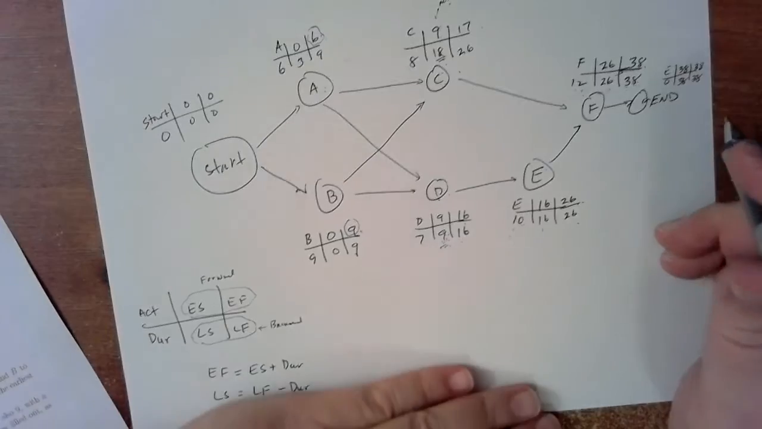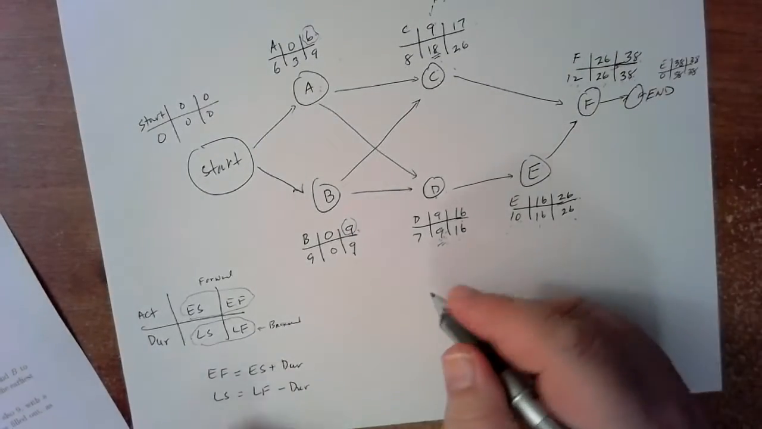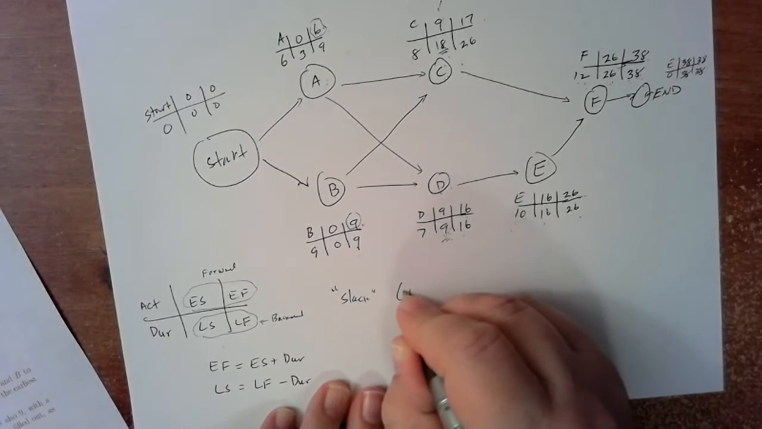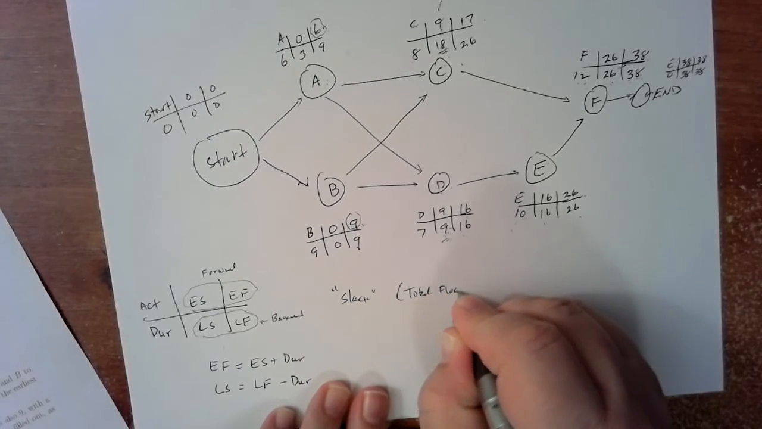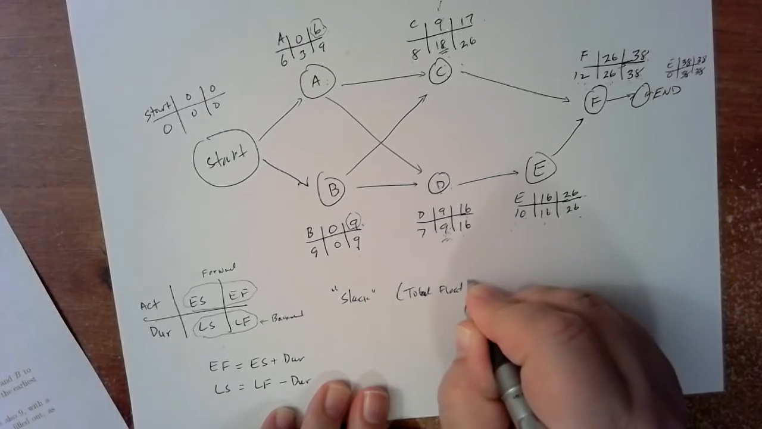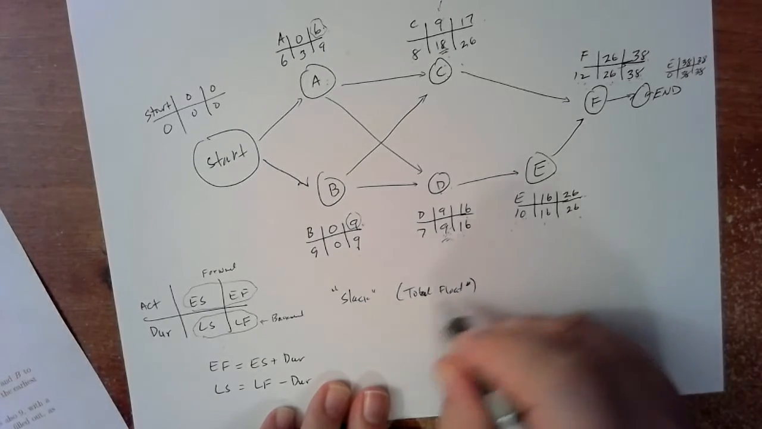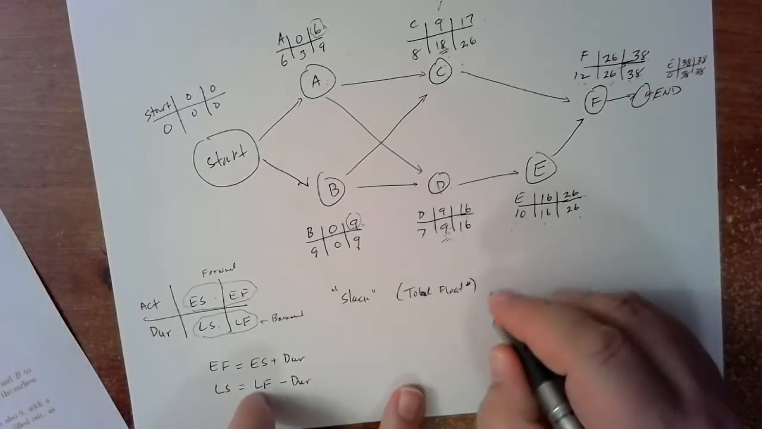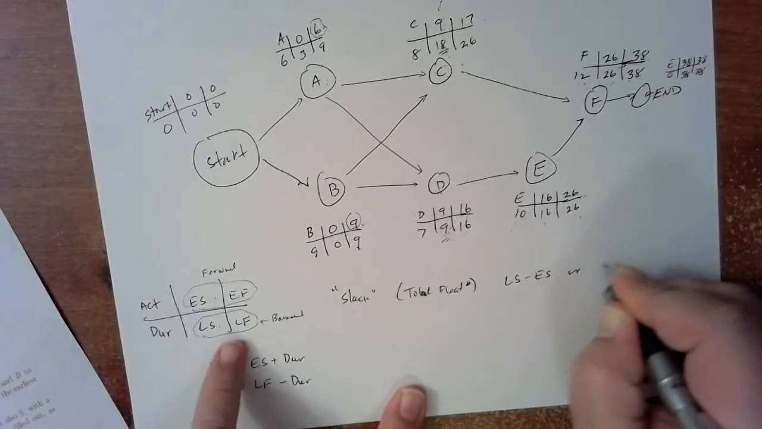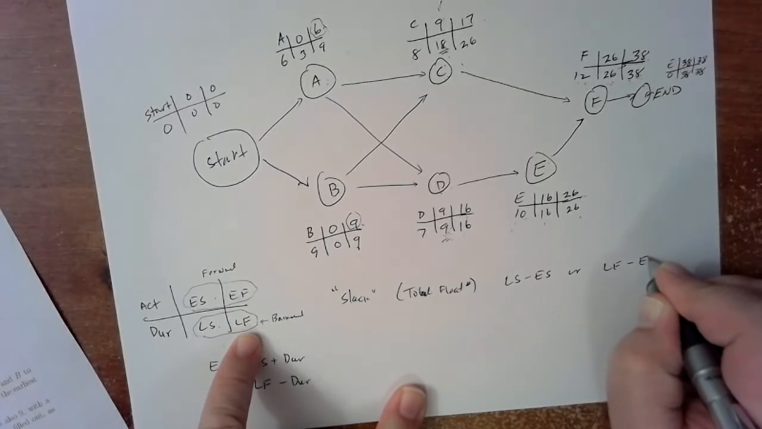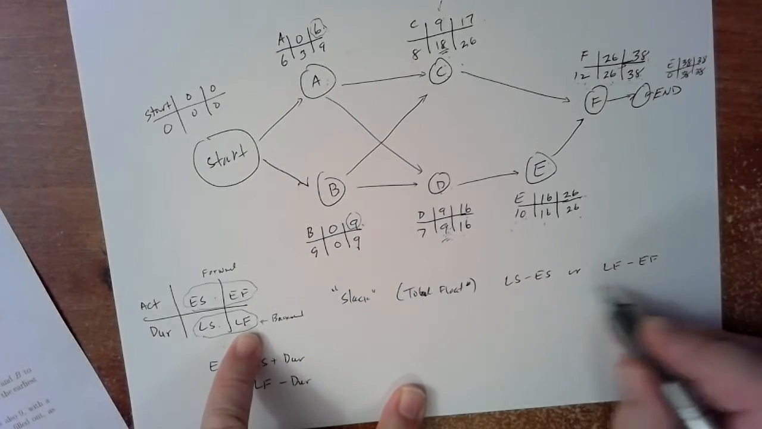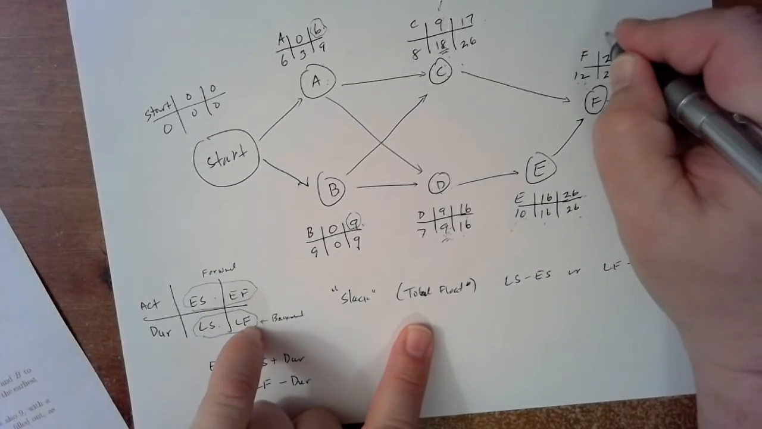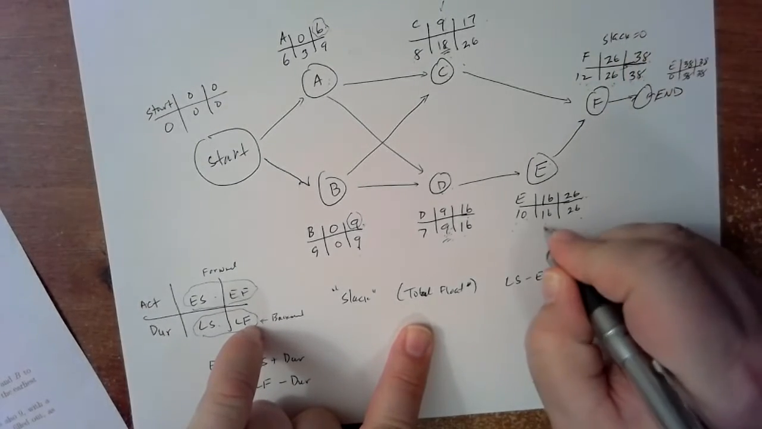All right. So let's finish off this example. The last value we want to compute is called the slack. Our book calls it total float, but we're going to call it slack because most other books call it slack. And the slack is actually either the difference between LS and ES, or the difference between LF and EF, and you'll find that these two are always the same number. Okay, so in this case, for example, the slack is 0.